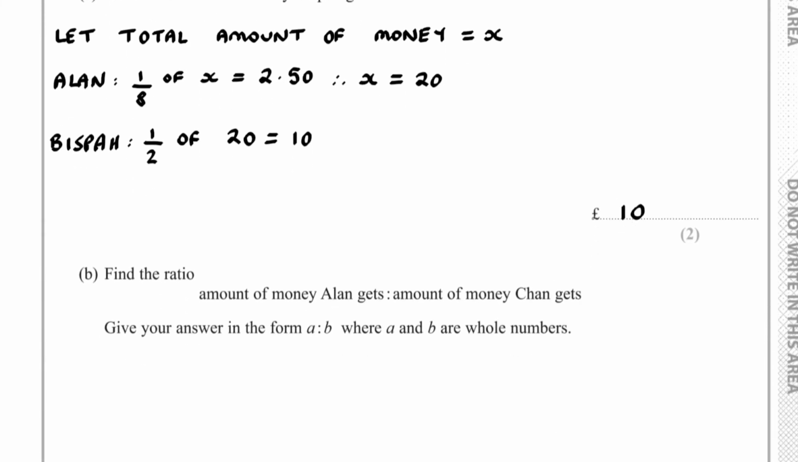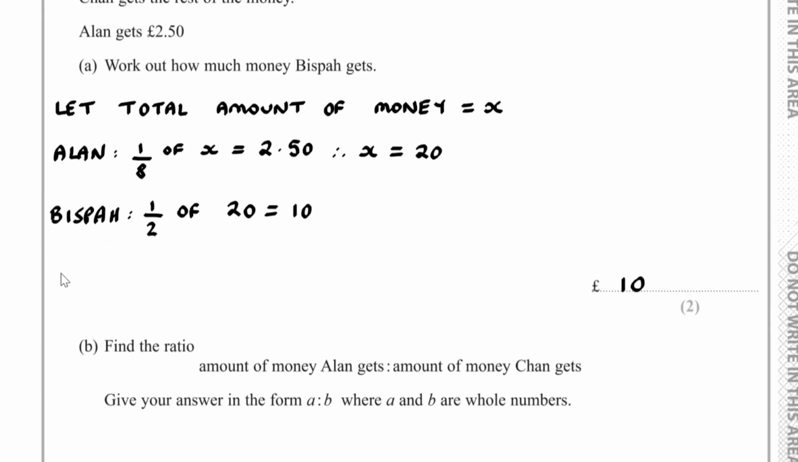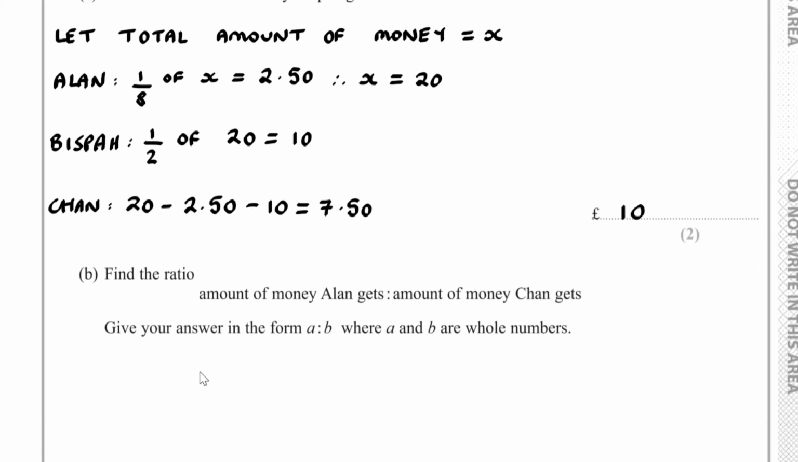Then for part B, we have to find the ratio of the amount of money Alan gets to the amount Chan gets in the form A to B, where A and B are whole numbers. Well, let's find out how much Chan gets. There's £20 in total. We take away the £2.50 which Alan gets, and then the 10 that Bispa gets. It turns out Chan would get £7.50.